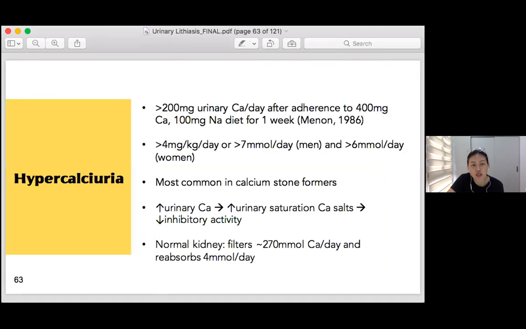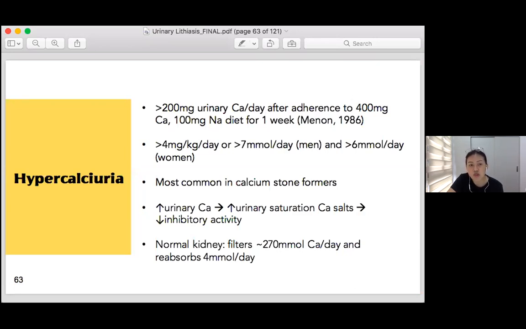First, hypercalciuria. Hypercalciuria is defined as greater than 200 milligrams urinary calcium per day after adherence to a 400 milligram calcium, 100 milligram sodium diet for 1 week. This can also be defined as greater than 4 milligrams per kilogram per day excretion of calcium, or more than 7 millimoles per day in men and more than 6 millimoles per day in women.